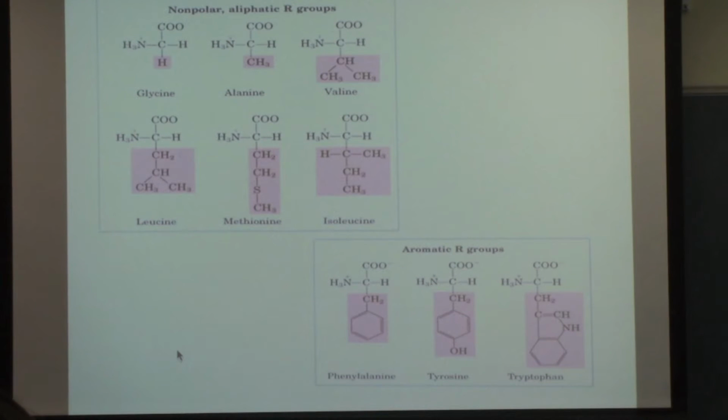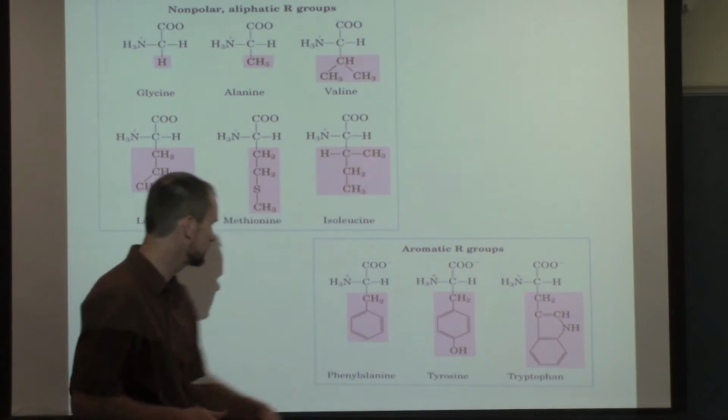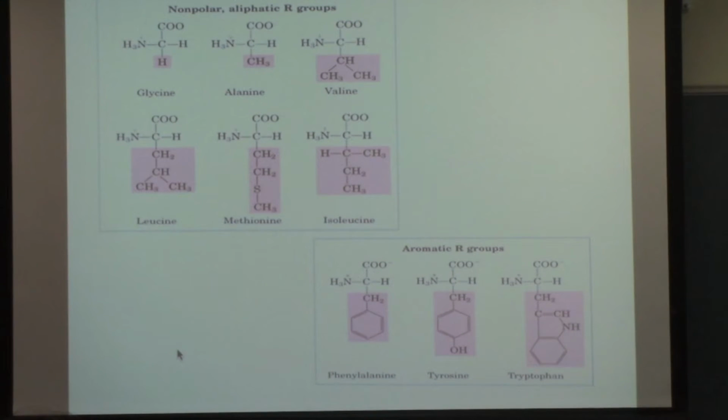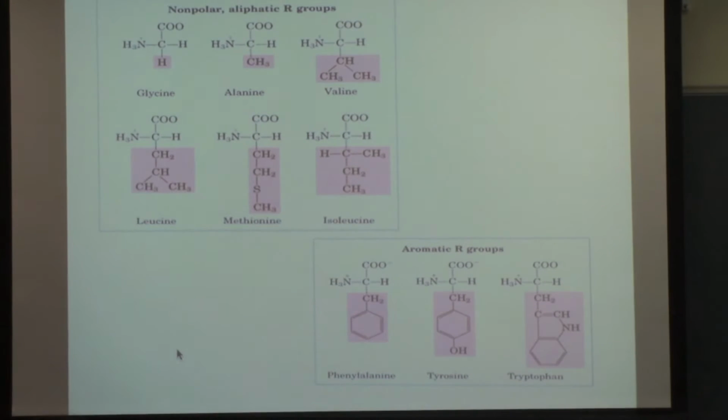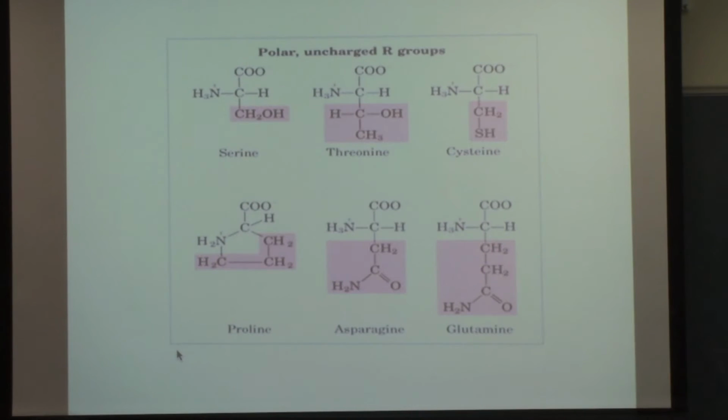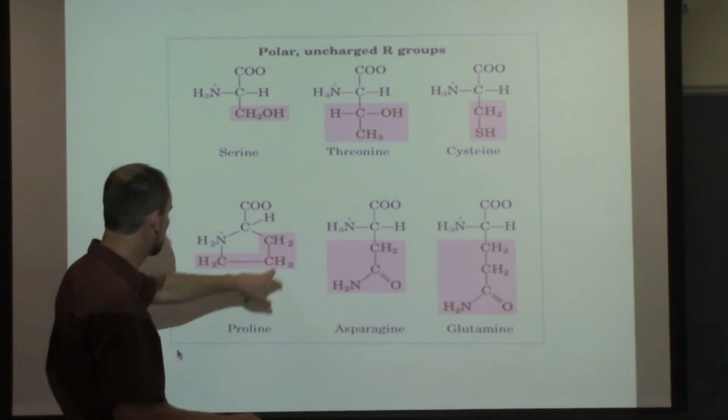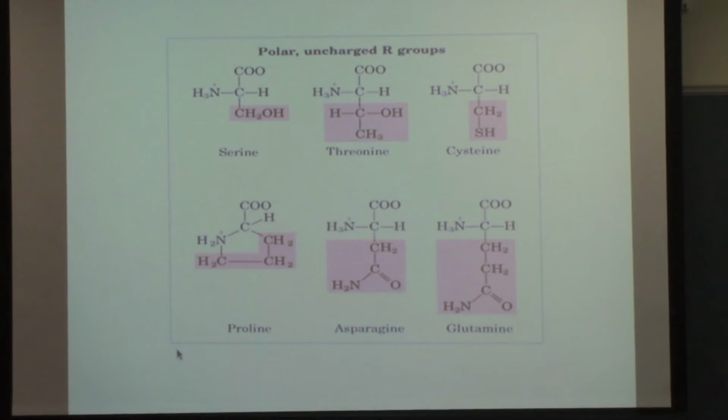Tryptophan has 2 rings, and the nitrogen. Tyrosine has the hydroxyl group. If I asked you to draw an amino acid with a hydroxyl group, you should have a few choices for those. Phenylalanine is straight hydrophobic. Let's see the next set, polar, uncharged: serine, threonine, cysteine, proline. So these guys are calling proline polar. It's got a lot of CH groups, so it's kind of on the fence there.